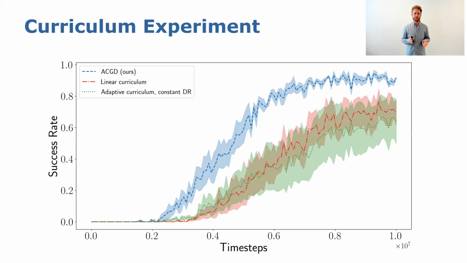In this experiment, we train block stacking in simulation with PPO. We compare our method with two baselines: linear curriculum learning and adaptive curriculum learning, but without including the domain randomization into the curriculum. While all methods are able to learn the task, our method shows superior performance as it starts to learn faster and achieves a better final performance.